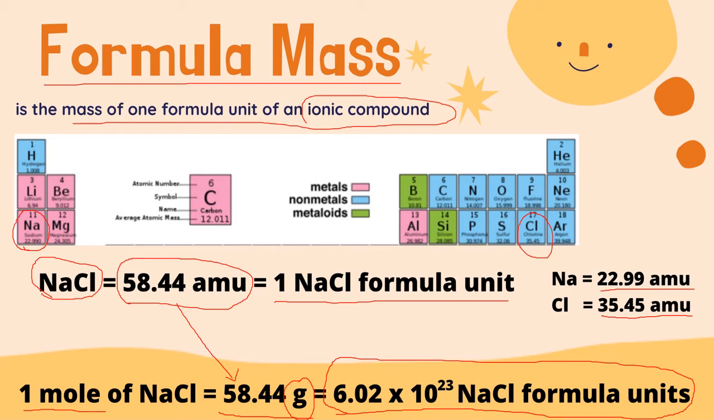And this can be prepared or obtained in the laboratory, or if you have a small weighing scale at home and you wanted to get 6.02 times 10 to the 23 NaCl formula units, just weigh 58.44 grams of NaCl, or sodium chloride. And that is equivalent already to 6.02 times 10 to the 23 NaCl formula units.